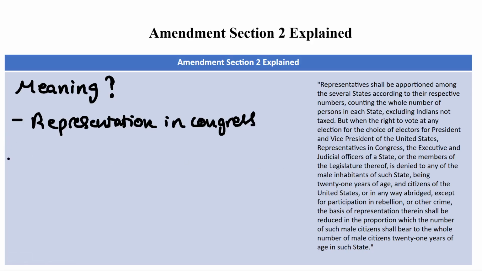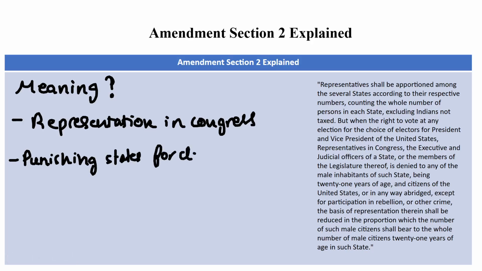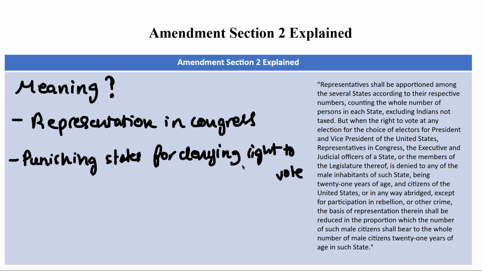Then it is punishing states for denying the right to vote. So, if a state denied or restricted voting rights to any male citizen over 21, except for crimes or rebellion, it would lose part of its representation in Congress. This was meant to encourage southern states to grant formerly enslaved black men the right to vote.